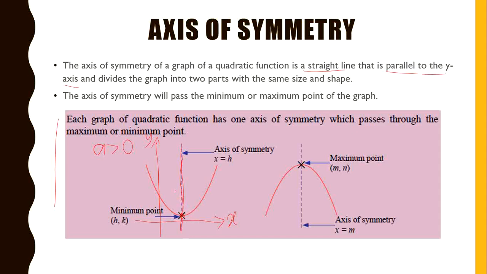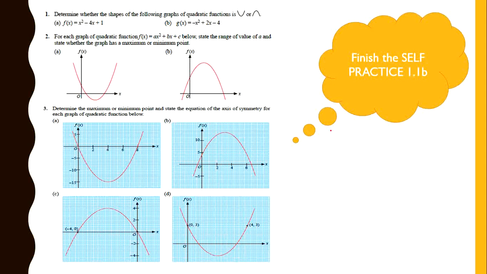Dia pecahkan dua parabola, bentuk parabola ni pecahkan kepada dua saiz yang sama dan juga bentuk yang sama. Same goes to graph maximum. Dia straight line yang melepasi maximum point dan garisan tu parallel to y-axis. Dia pecah kepada dua bentuk yang sama dan saiz yang sama. You have to finish the self practice 1.1.